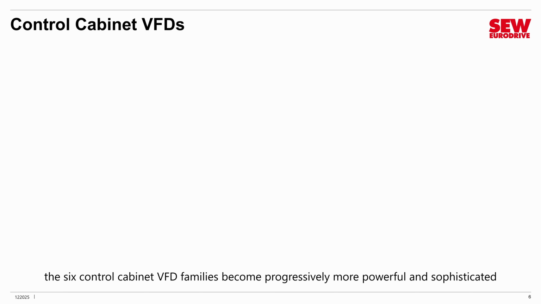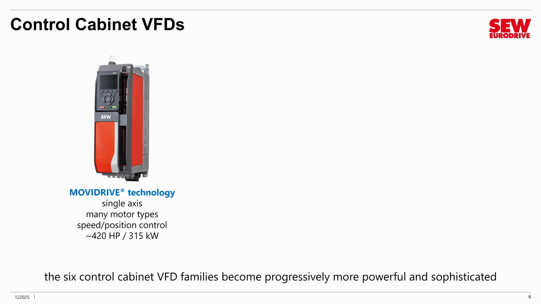applications. We move on to the MOVIDRIVE technology, and this is really what I consider kind of the sweet spot VFD within the 6 cabinet VFD families. It's an extremely versatile VFD. It's single axis. You can see it goes up to fairly large sizes. It controls many motor types. It has speed and positioning control, and it's got a lot of other powerful features that we'll be talking about. In fact, this is the VFD we're going to focus on in this class.